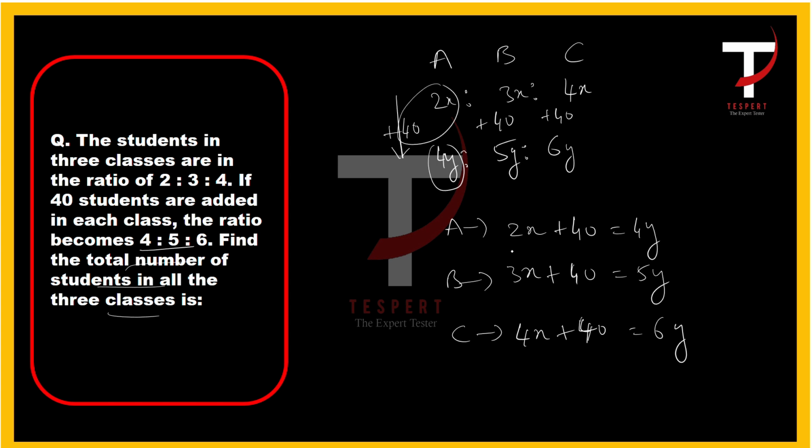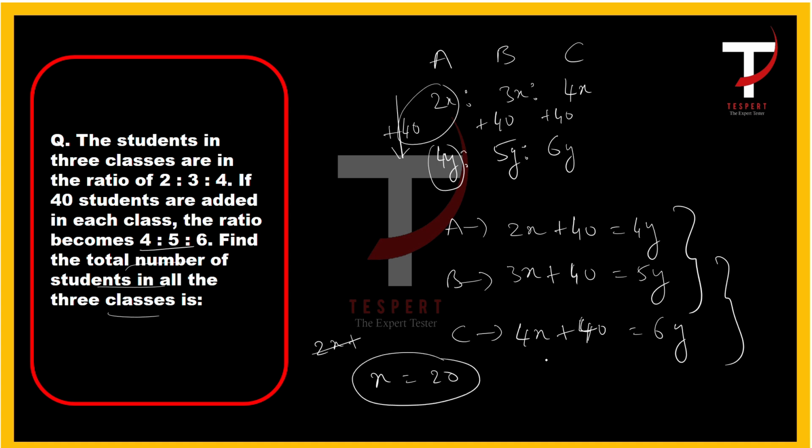So just simplify this. Simplify any two equations, right? Either A or B, B or C, or A or C, right? Any two equations and you will get x as 20, right? So if x is 20, then the total number of students is, just substitute x in 2x, 3x, and 4x.